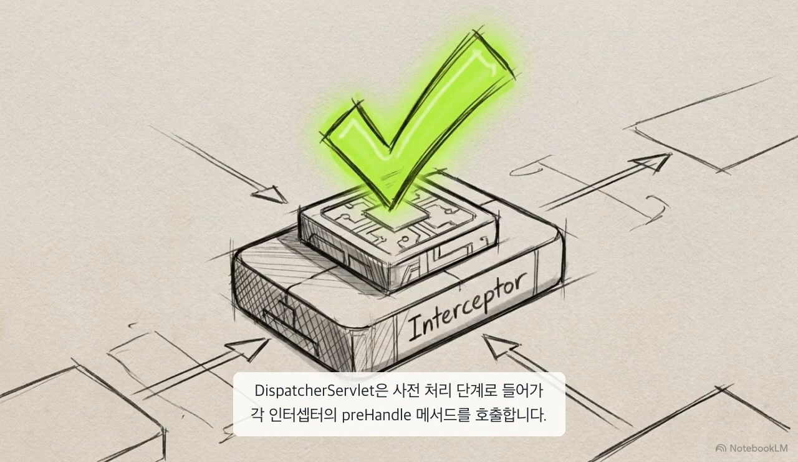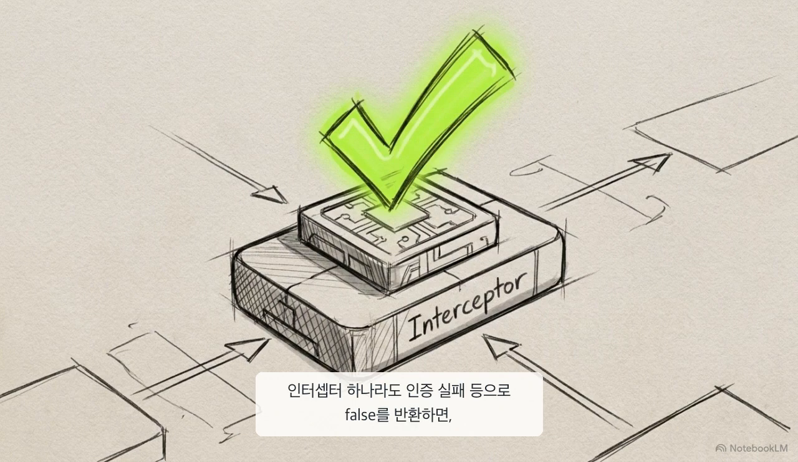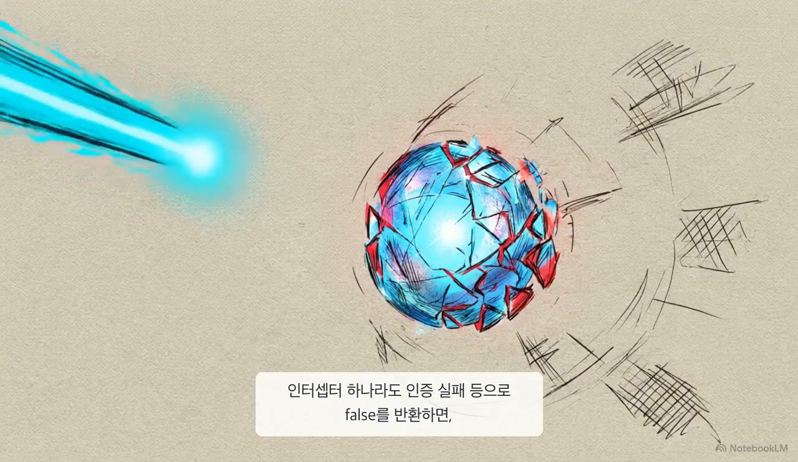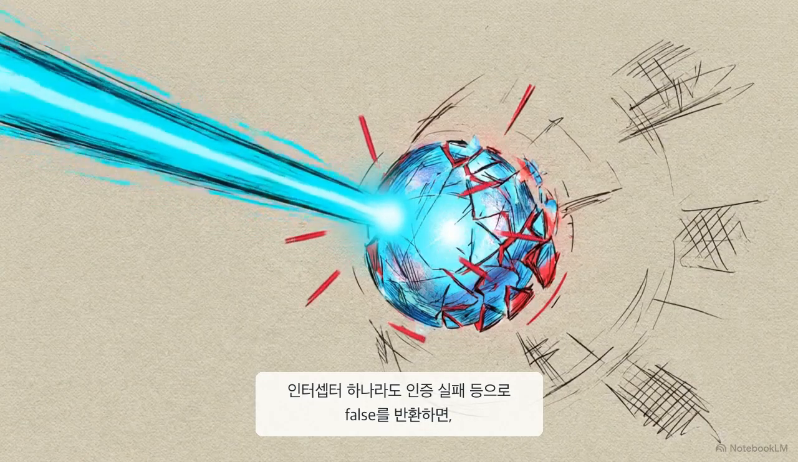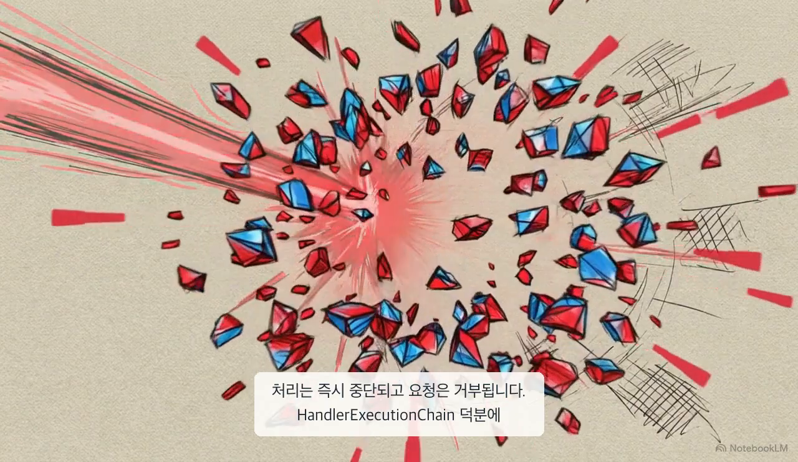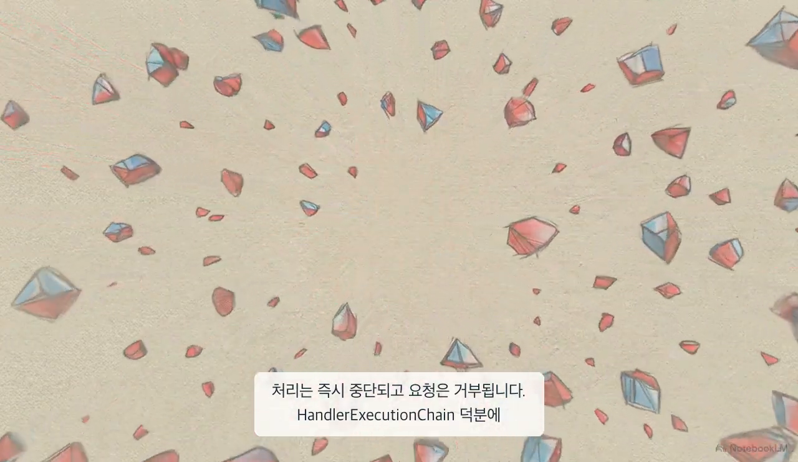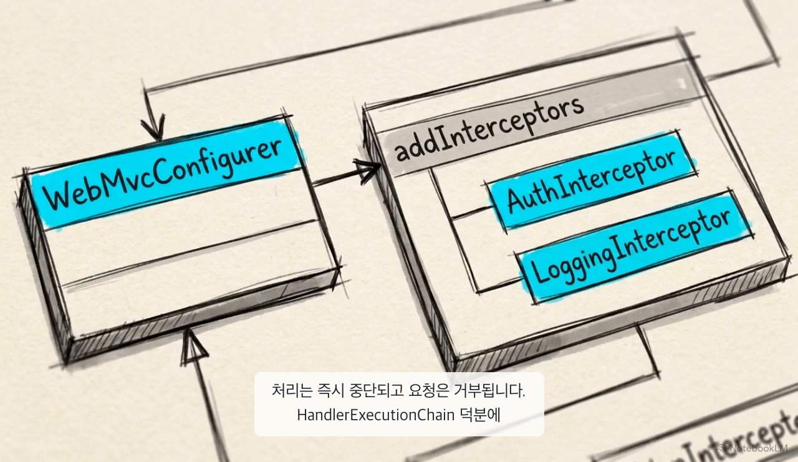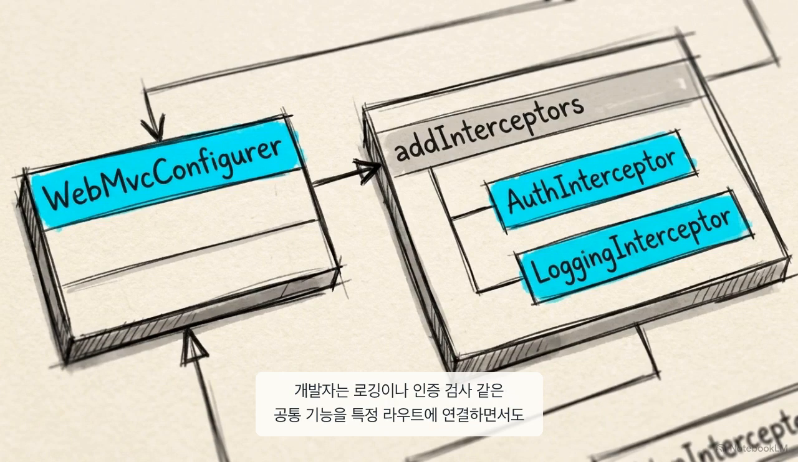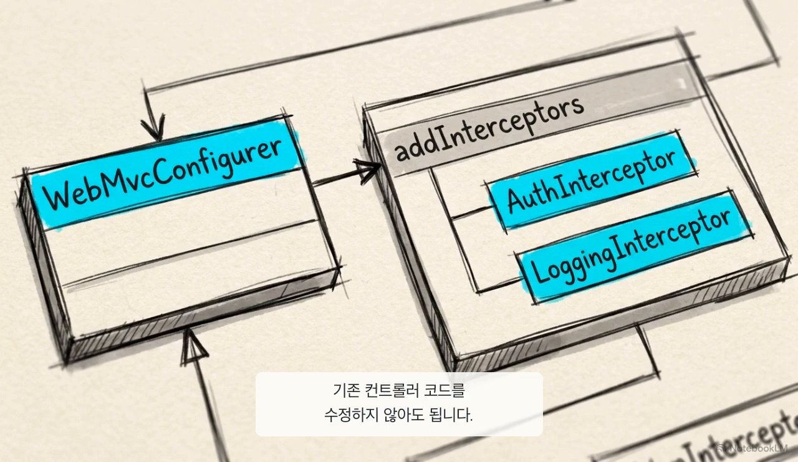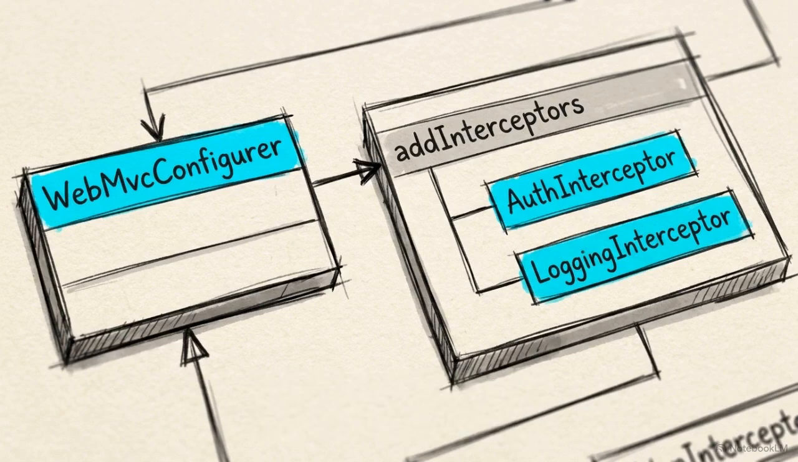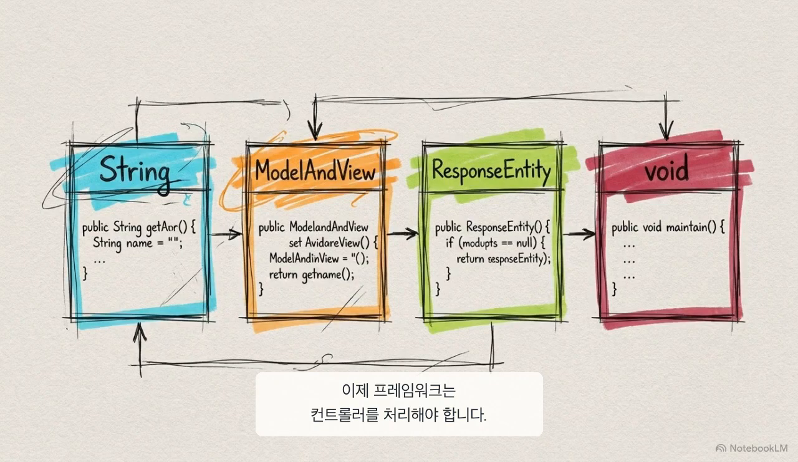The dispatcher servlet triggers the pre-processing step by calling the applyPreHandle method on each interceptor. If any single interceptor returns false, due to an authorization failure, for example, processing stops and the request is rejected. The handler execution chain allows developers to attach cross-cutting concerns, like logging or authentication checks, to specific routes without modifying the underlying controller code. Next, the framework must handle the controller.